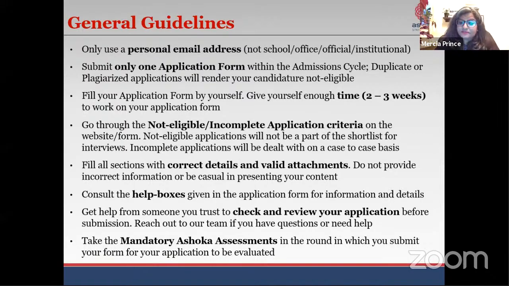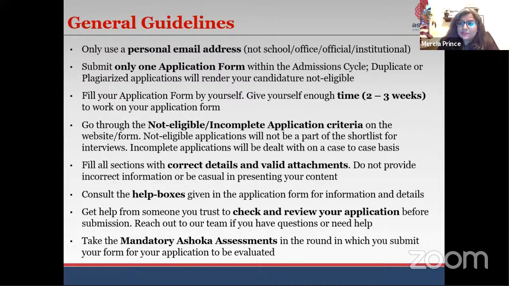So, of course, fill all your details correctly, attach valid attachments where needed, don't provide incorrect information or be casual in presenting your content. This is an official document that you're submitting to a university. So be thoughtful, be careful. There are a lot of help boxes on the application form. So you can look at them closely, you can consider them.